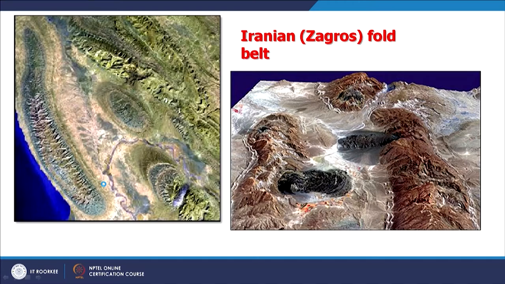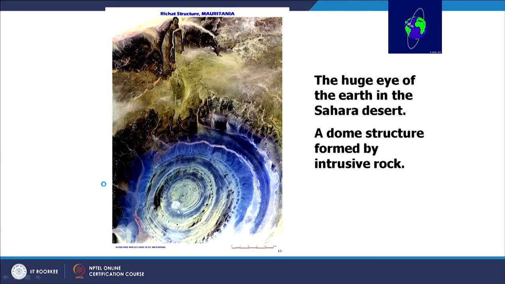Again from the same Zagros mountain fold belt, here are some other high resolution satellite images. These fold belts and domes and other structures can be identified very easily from these images. While doing these interpretations, of course, I am repeating again, we are using these keys here.